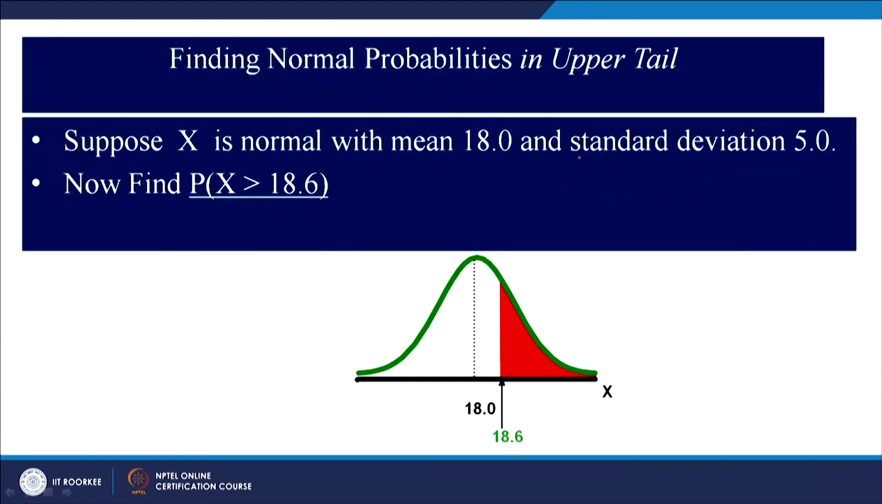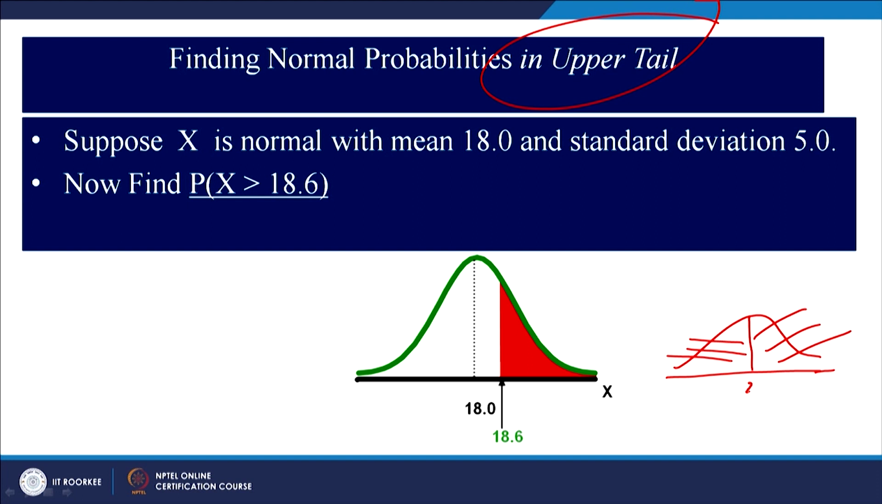Now, let us look at how to find probabilities when the z value is in the upper tail. It has two tails, right. We call this one the lower tail and this one the upper tail. Where z values are positive, it is an upper tail, otherwise a lower tail, right.